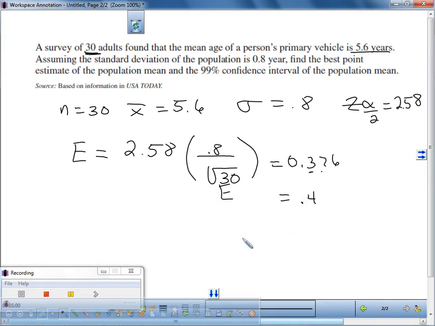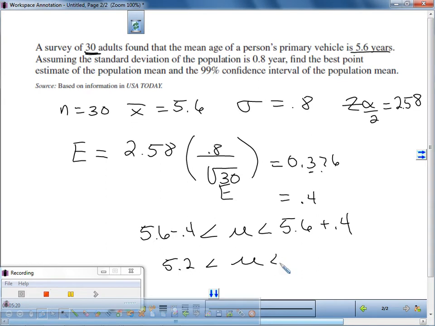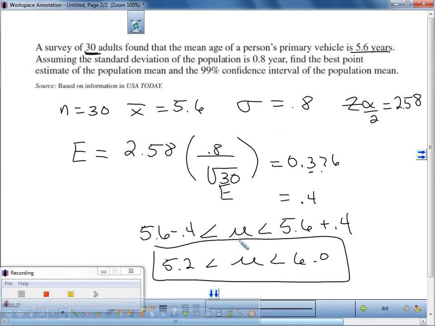Now to come up with the confidence interval, we're going to take 0.4 and add it to our mean of 5.6, and we'll subtract it from our mean of 5.6. So on the low end, on average, they're 5.2 years, and on the high end, 6 years. This tells us that the true mean of all the cars is somewhere between 5.2 and 6 years old, based off our sample here.